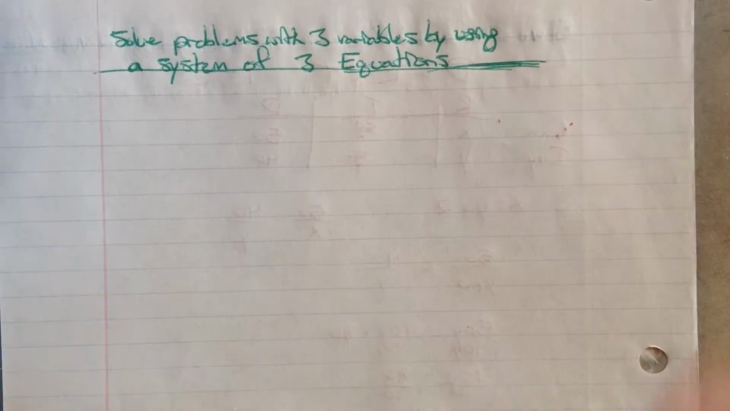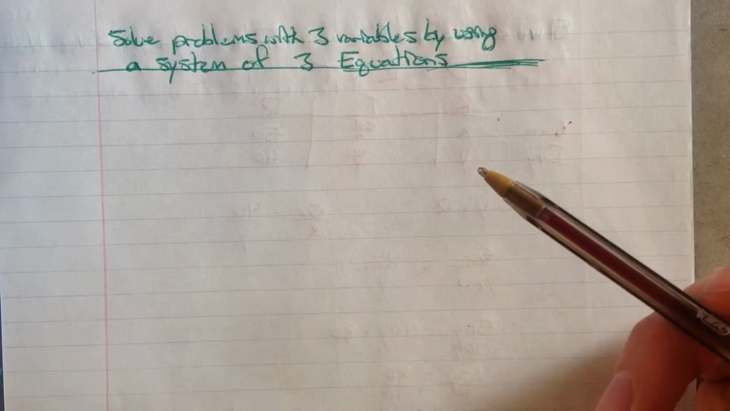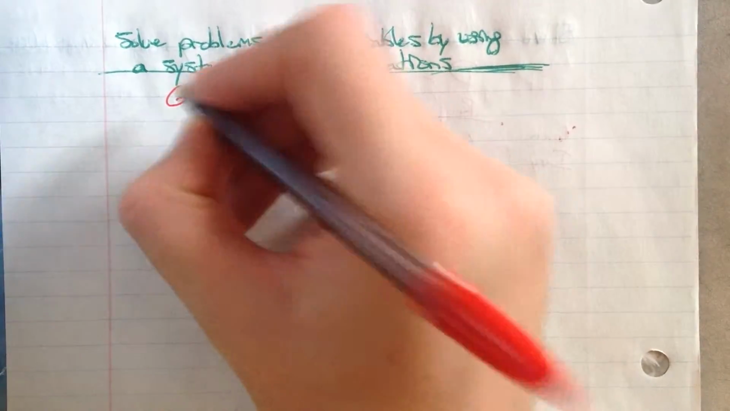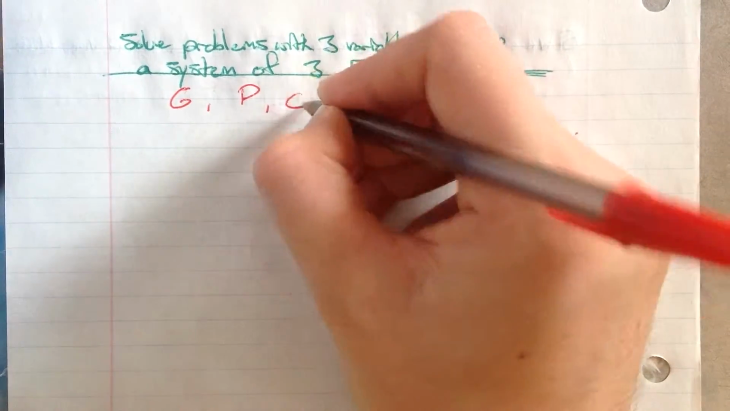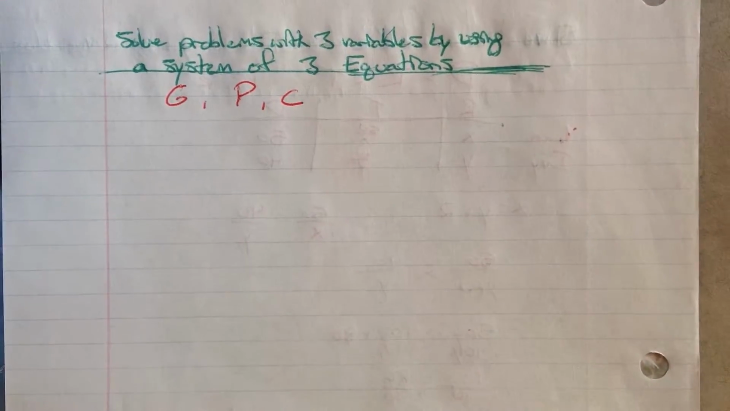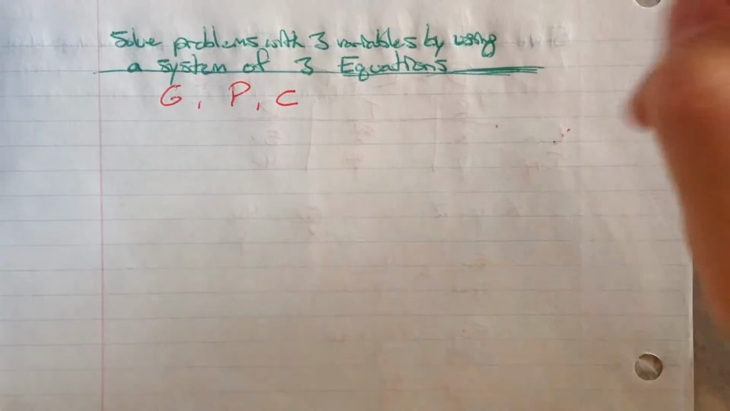So there's a couple things we know. We know that we have Gatorade, we have pretzels, and we have candy. So there's our three variables that we need to figure out how much of each item is sold.